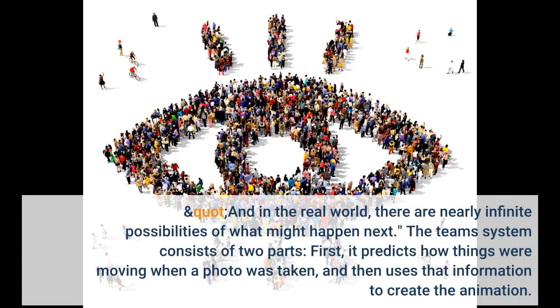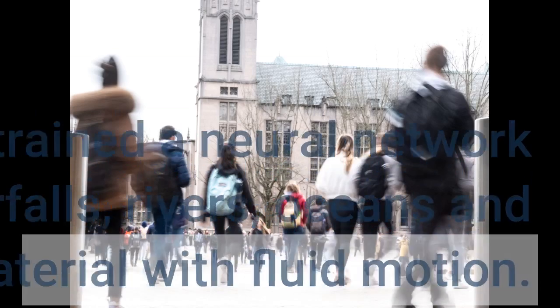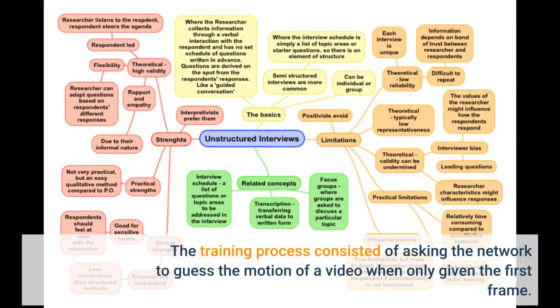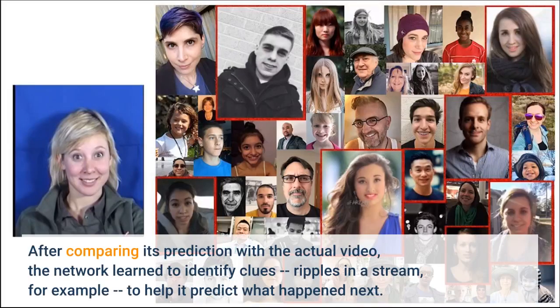The team's system consists of two parts. First, it predicts how things were moving when a photo was taken, and then uses that information to create the animation. To estimate motion, the team trained a neural network with thousands of videos of waterfalls, rivers, oceans and other material with fluid motion. The training process consisted of asking the network to guess the motion of a video when only given the first frame. After comparing its prediction with the actual video, the network learned to identify clues, ripples in a stream, for example, to help it predict what happened next.